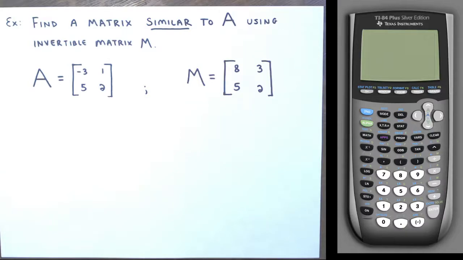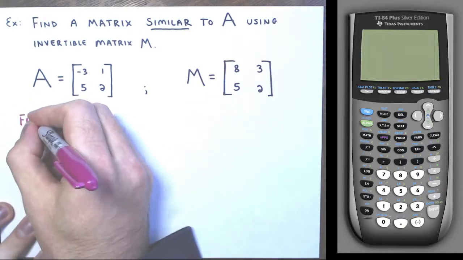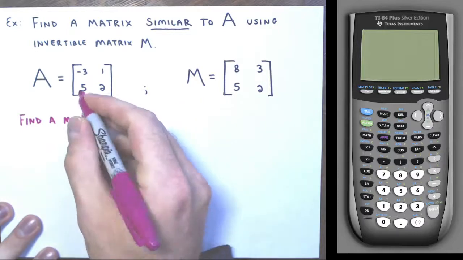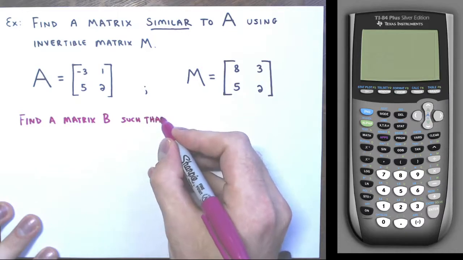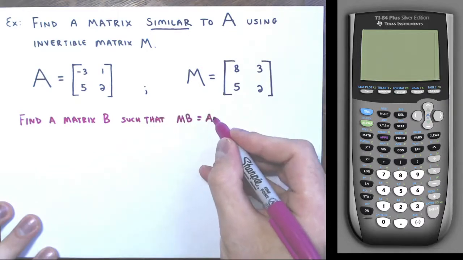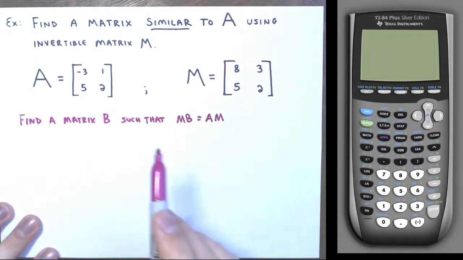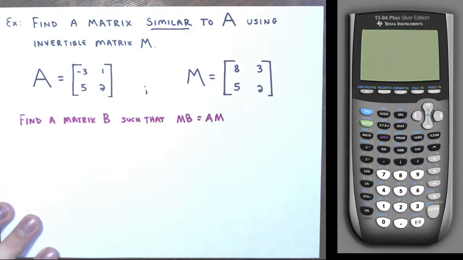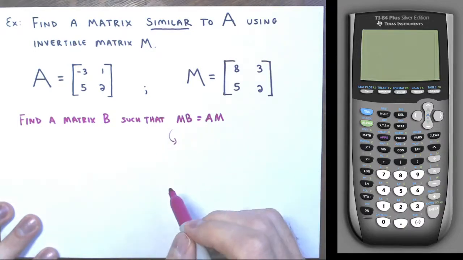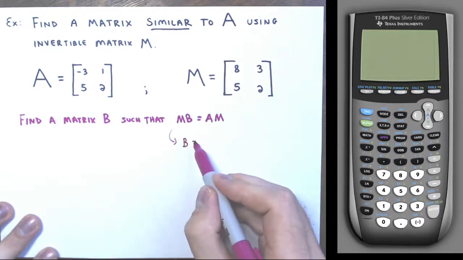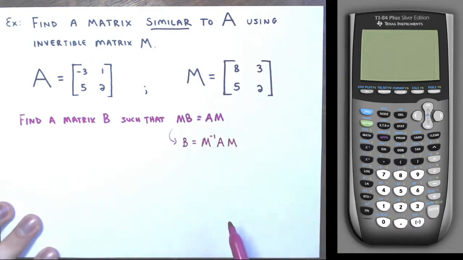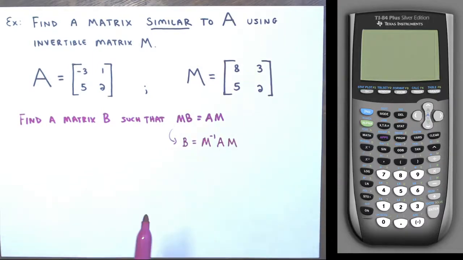So what we're trying to do is find a matrix B, a same size, 2 by 2 matrix, such that M times B equals A times M, or M times A equals B times M. Either way, they'd be similar. Well, I don't know what B is. So to find B, I need to multiply both sides by M inverse. I need to take M inverse times A times M. And this matrix B will be a matrix that is similar to A.